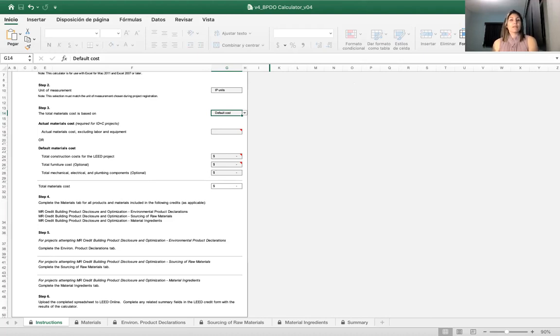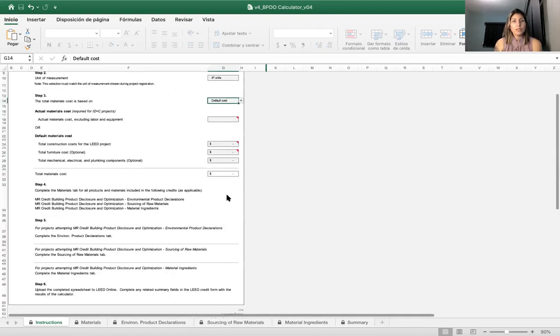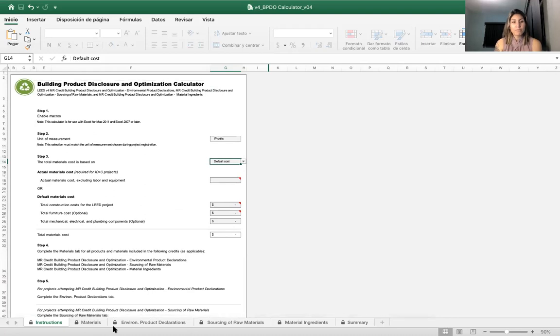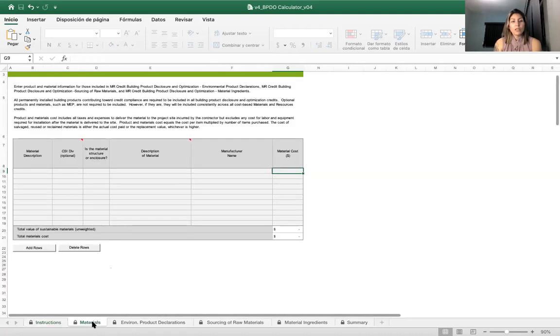So that's that. And once you have that information, you will put it right here and it will give you the total material cost. So once you've done that, the cost that you have for the whole materials that were used for the project must be on your total materials cost right here.